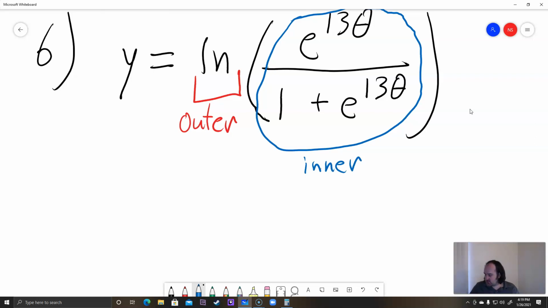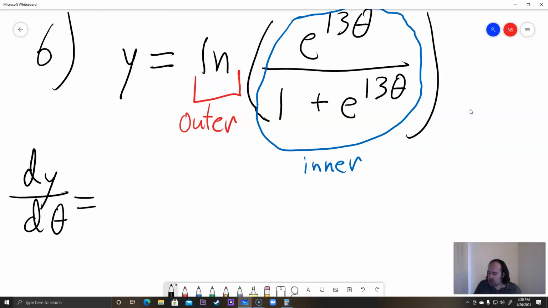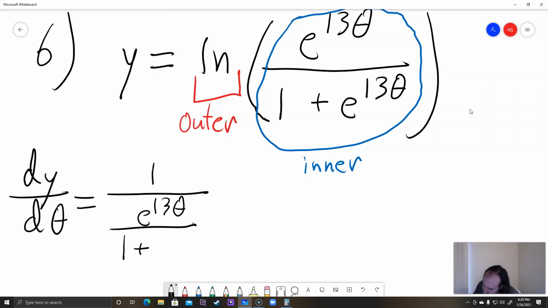Okay, so using the chain rule, we take the derivative of the outer function, inner left alone, times the derivative of the inner function. Because our variable is theta here, we're going to have dy d theta equals, well, the derivative of natural log is 1 over. So we're going to have 1 over this big mess here: 1 over e to the 13 theta over 1 plus e to the 13 theta.